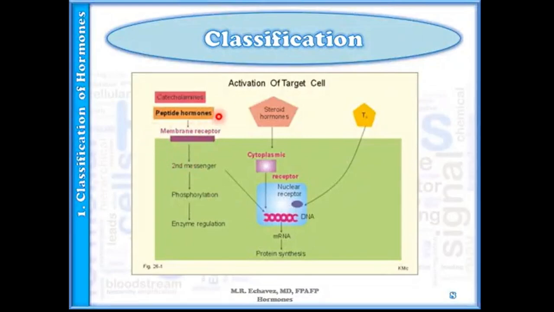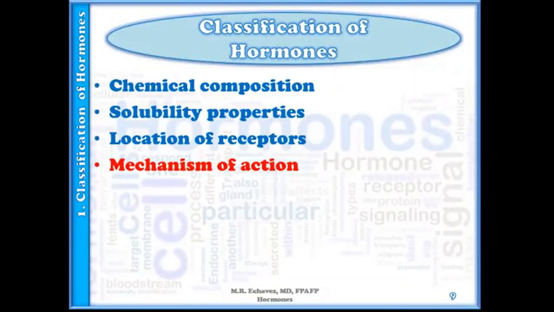In comparison, your group 2 hormones, which are water-soluble, cannot pass through your plasma membrane, hence they need a membrane receptor. After the binding of the hormone with the receptor, they generate a second messenger, which carries out the original intent, the original message of your first messenger. So as to mechanism of action, the mechanism of action is actually inherent to their solubility properties.